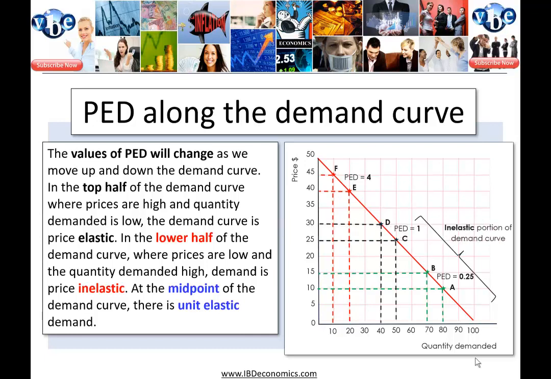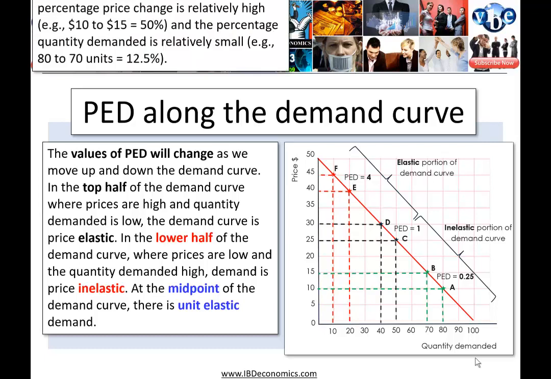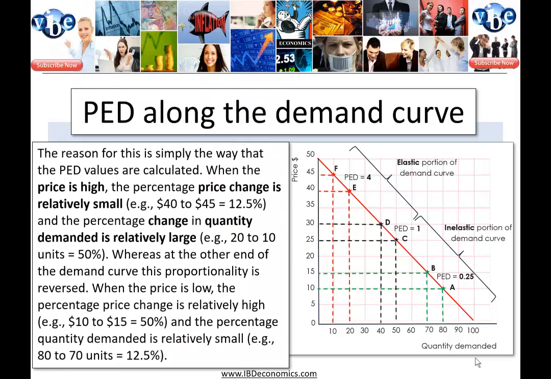So we have an inelastic part of the demand curve below the midpoint, and an elastic proportion of the demand curve above the midpoint. And at that very midpoint, PED equals 1, unit elastic demand.